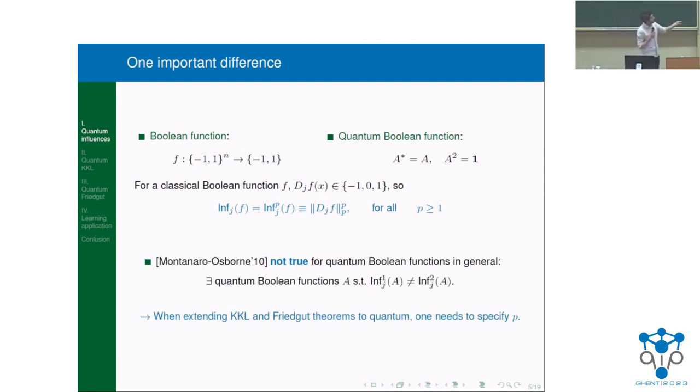In the quantum case, you can find very easy counterexamples to this. Even for 2 qubits, you can find a quantum Boolean function, which satisfies these two identities, for which the L1 influence and the L2 influence would be different from each other. This is an observation that was already made in an original paper of Montanaro and Osborne, where they define this notion of quantum Boolean functions and already prove some results related to them. But this observation also tells us that if we want to extend any of those classical theorems to the quantum case, we will always have to say with respect to which parameter p we are trying to prove our result.